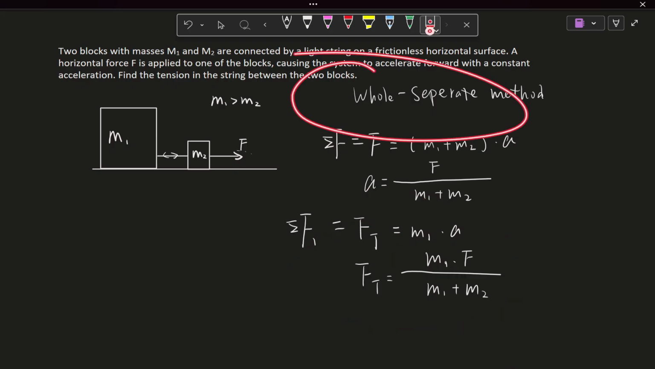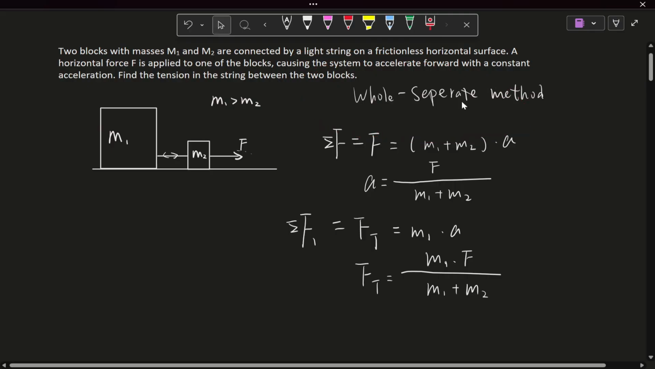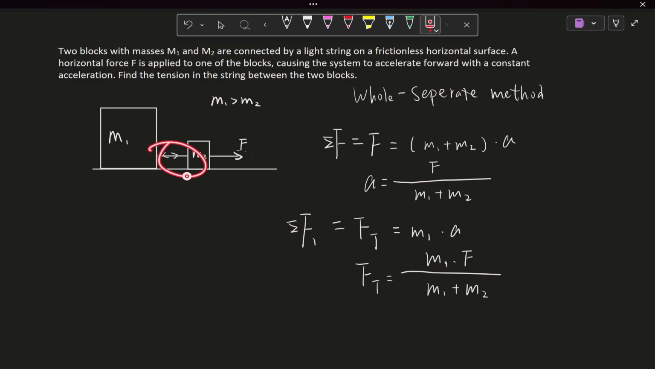This method is actually very helpful when the question is asking you for an internal force. So keep that in mind.